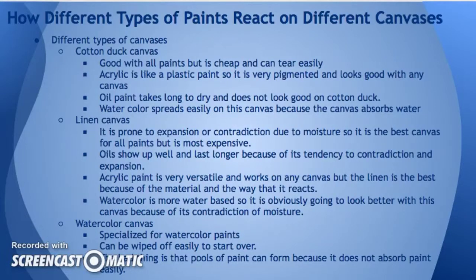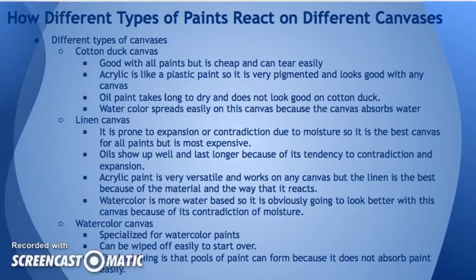How different types of paints react on different canvases. On the cotton duck canvas, acrylic is like a plastic paint, so it is very pigmented and looks good with any canvas. Oil paint takes longer to dry and does not look good on cotton duck. Watercolor spreads easily on this canvas because of the canvas's tendency to absorb water.